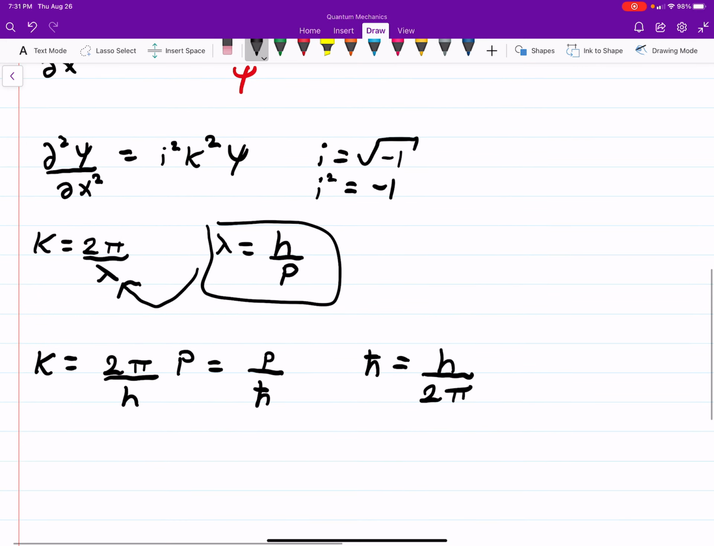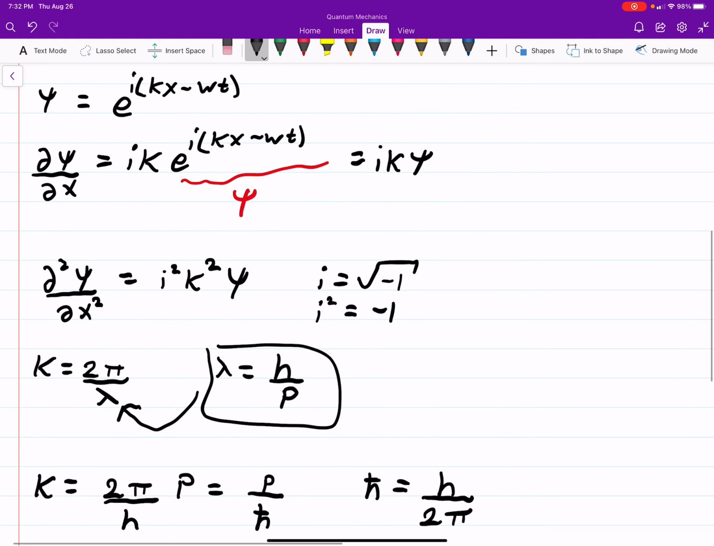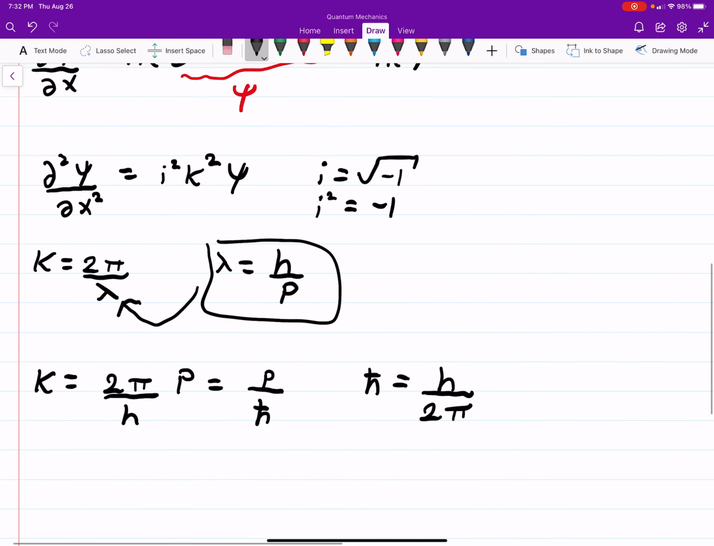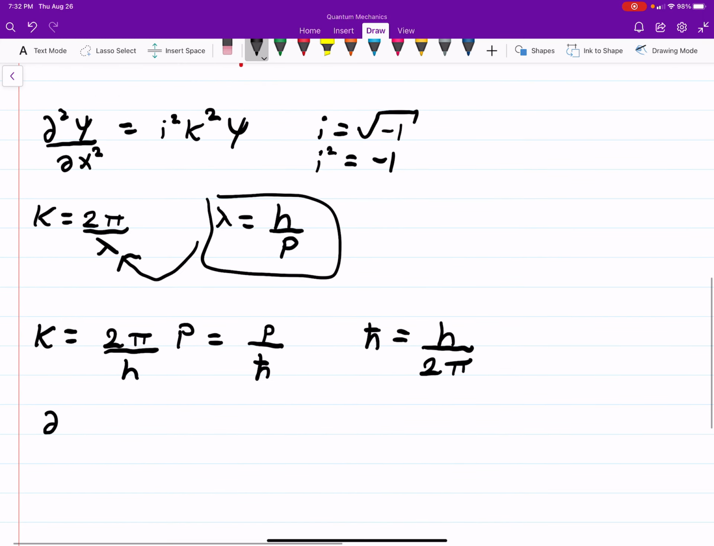So we have this, and let's look up here. Let's look at our second derivative. We can rewrite this. So the second derivative of psi with respect to x: i squared we said is -1, so I'm just going to put a negative out front. And k squared is just going to be p squared over h bar squared times the wave function.